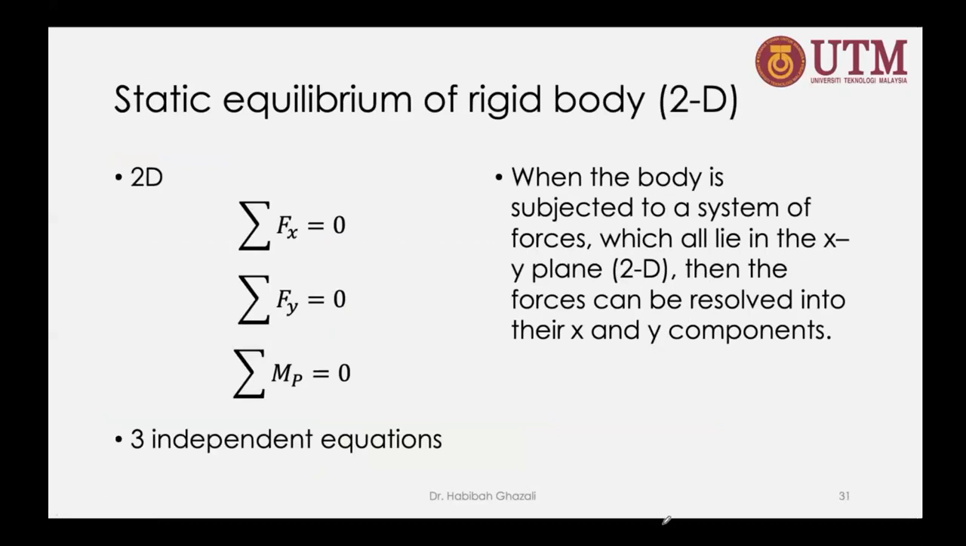So these are the three static equilibrium equations for a rigid body. This is for two dimensions. When the body is subjected to a system of forces which all lie in the x and y directions, then the forces can be resolved into their x and y components. So these are the three equations that we are going to use extensively in this course.